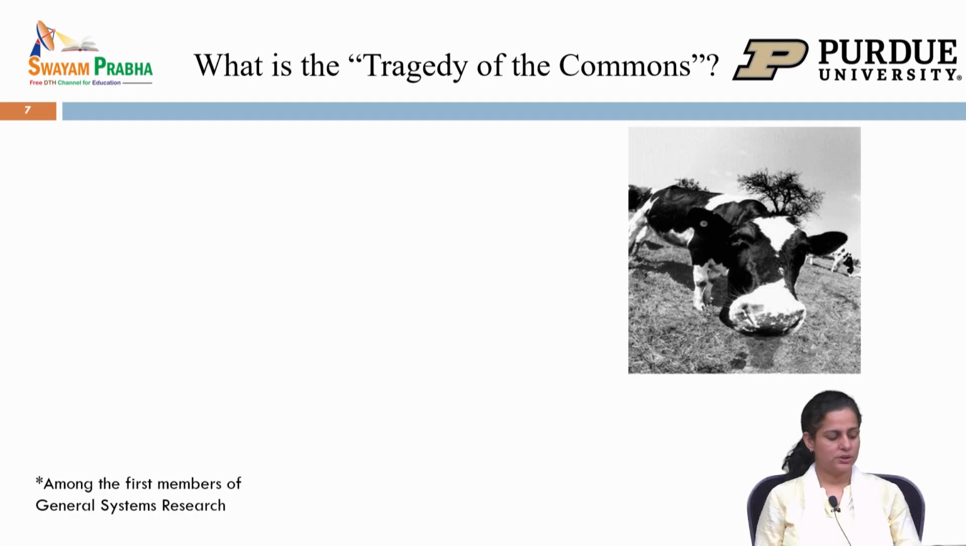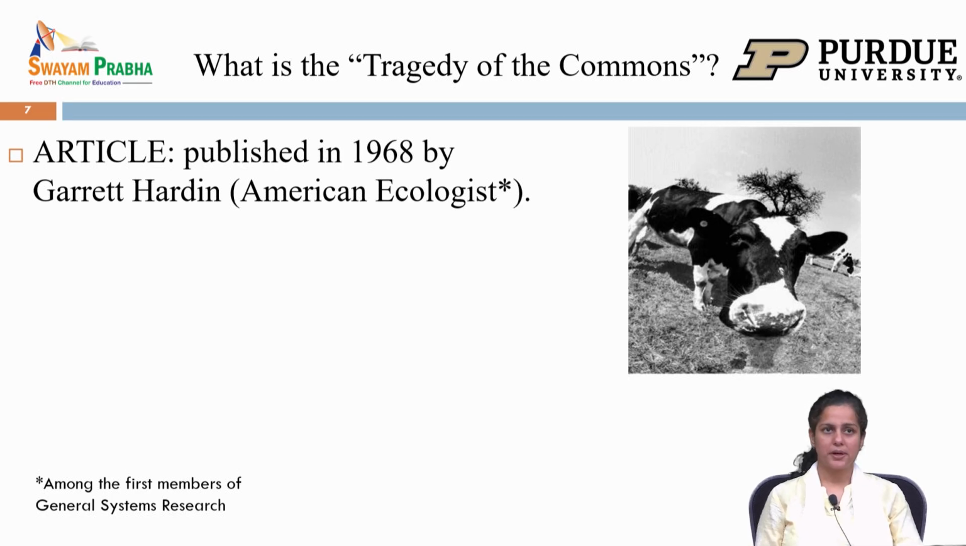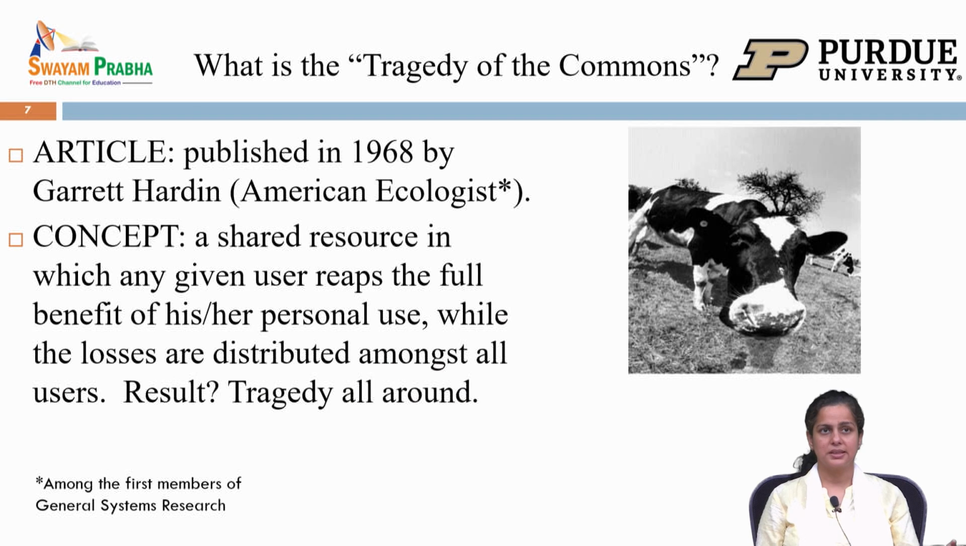What is the tragedy of commons? It was first described by Garrett Hardin, an American ecologist, in 1968. What it says is that in a shared resource, where any user reaps the full benefit of his or her personal use, while the losses are distributed amongst all users, the result is tragedy, which means a deterioration of the common pool resource. The environment is a shared resource that we all rely on. Since the profit people derive is privatized, but the cost or degradation is shared by everyone, hence there is a tragedy of commons.